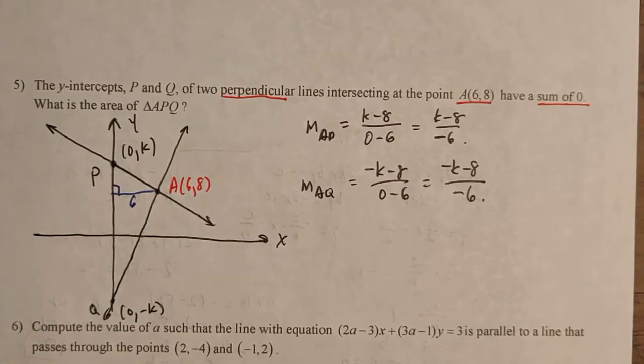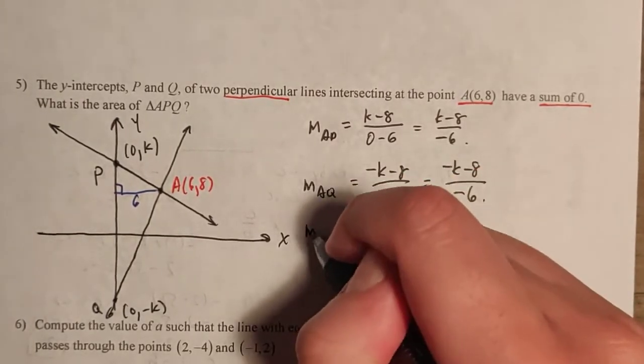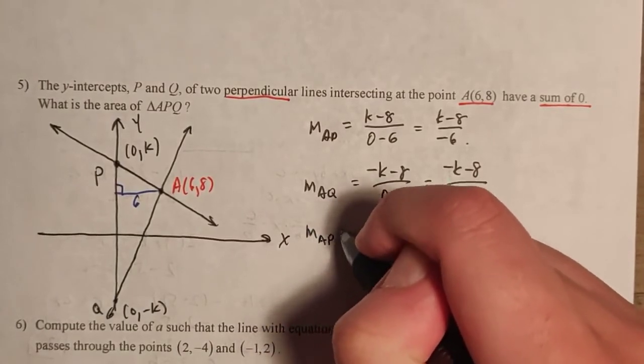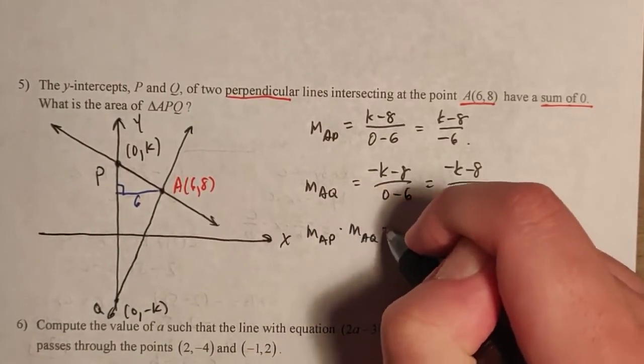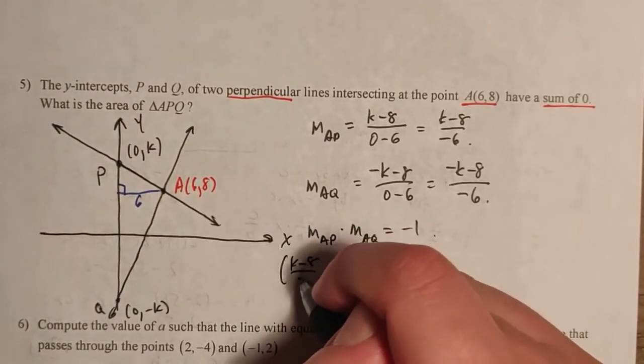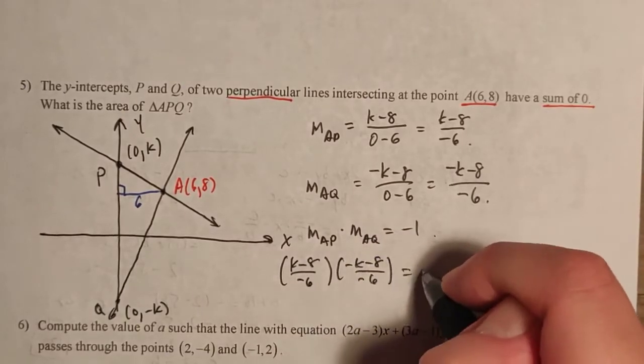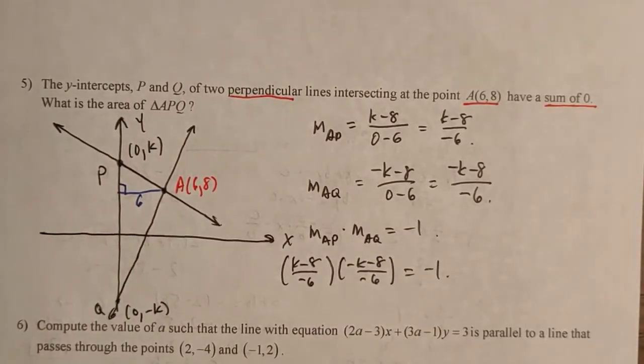Now we know the product of the slopes is negative 1. So we're going to have to go ahead and set that up here. So we know the slope of AP times the slope of AQ is negative 1. Therefore, we have (K minus 8) over negative 6 times (negative K minus 8) over negative 6. And that's negative 1 here. Okay. So what a weird thing.